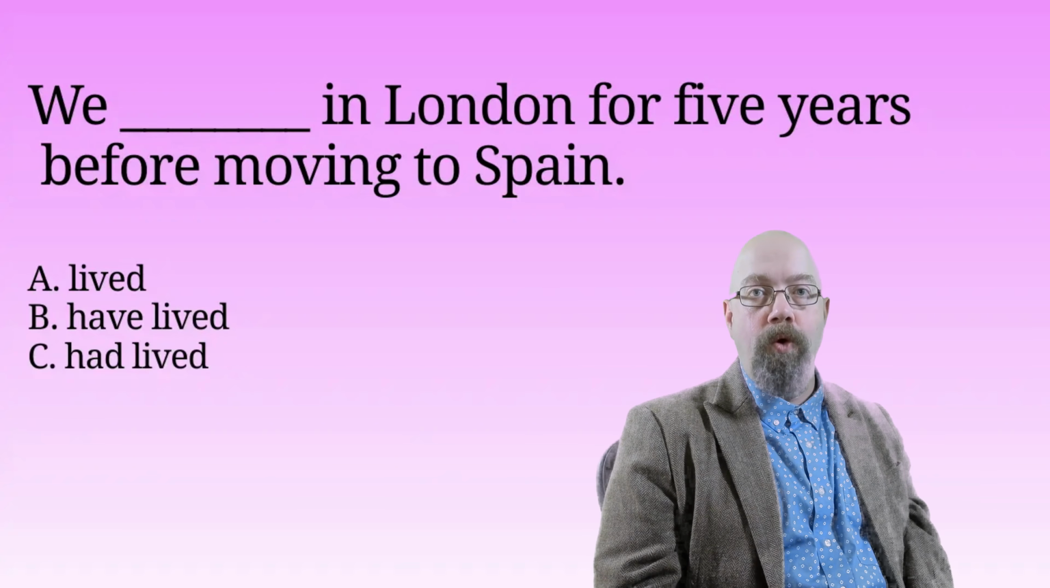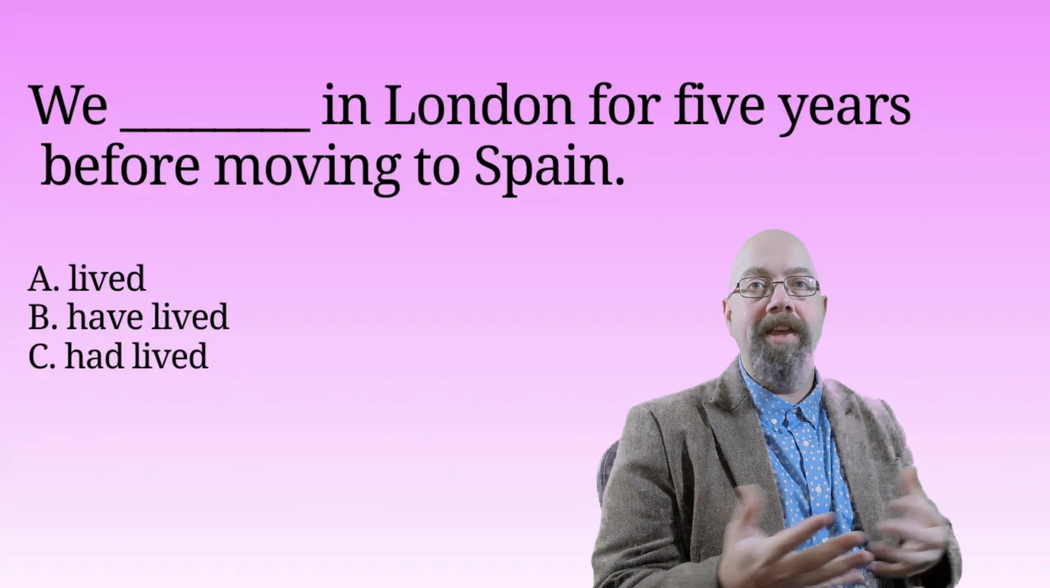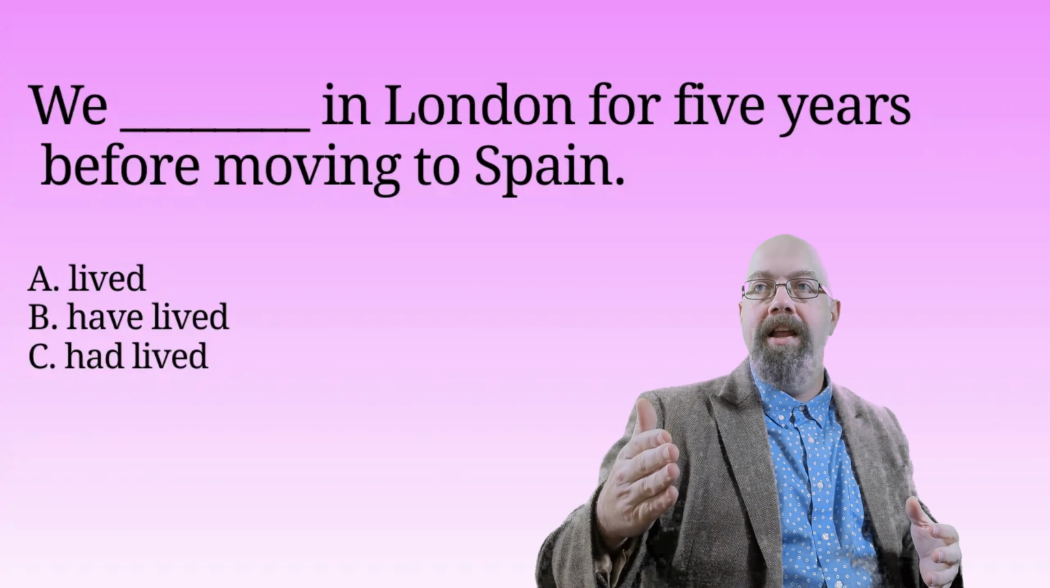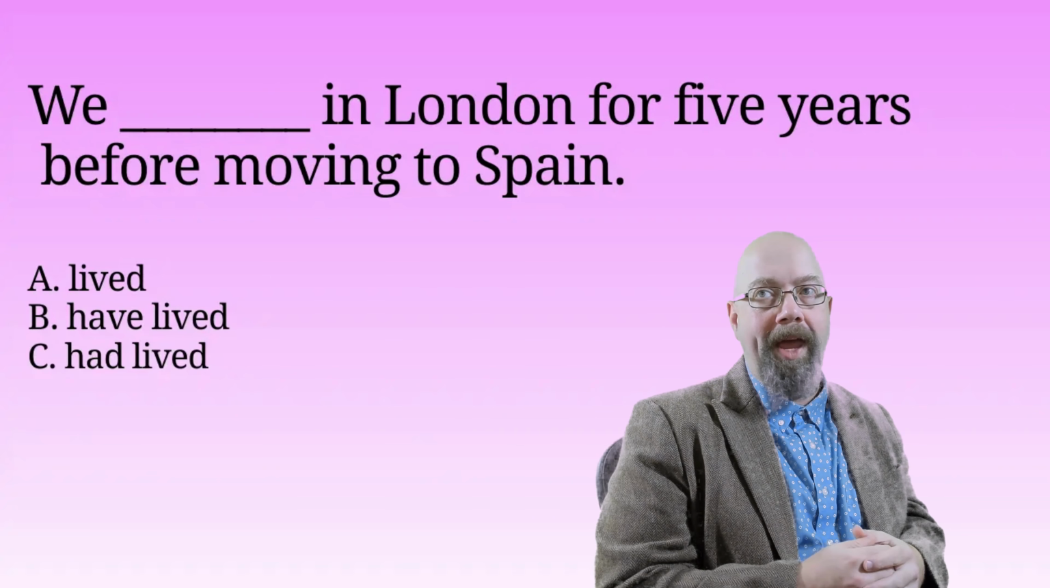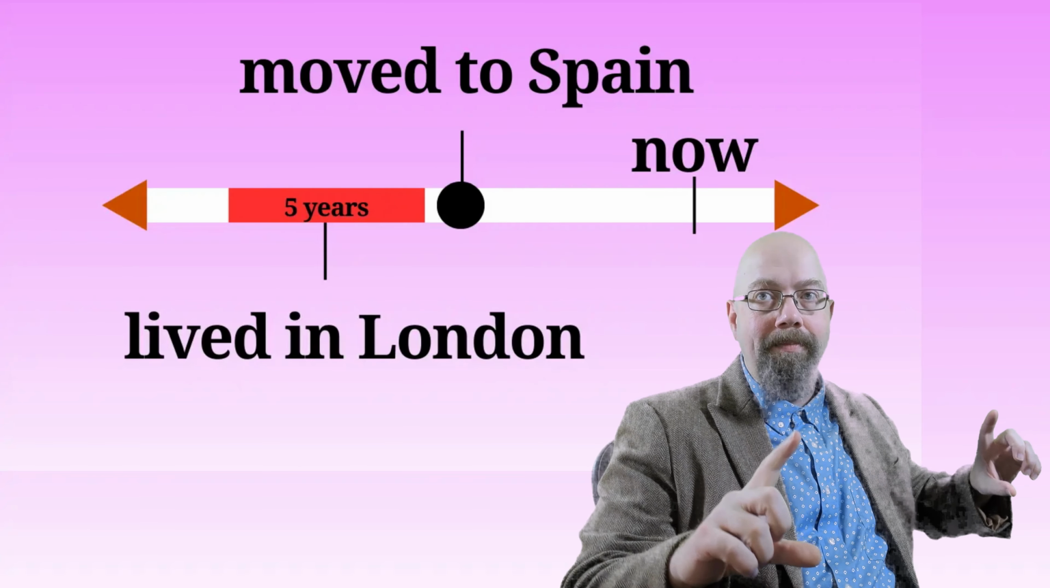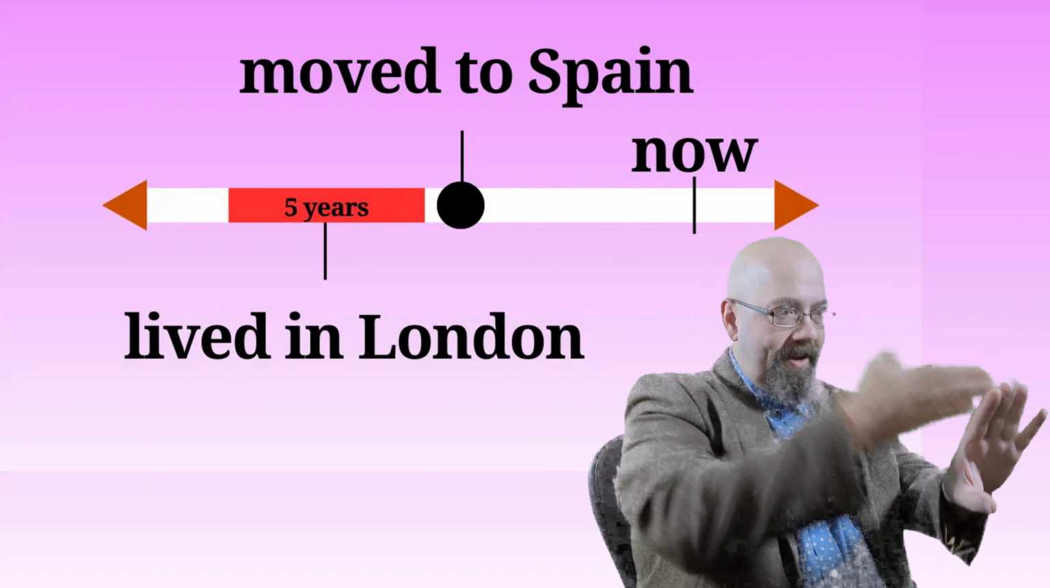So what is the key word in the question that gives us the answer to this? We blank in London for 5 years before moving to Spain. That means there's a length of time, and then there's a time before it that we did it. The grammar for this situation is going to be past perfect. The key word in this case is before moving to Spain. That will tell you that you want past perfect and the had instead of have. That's why had lived is correct.